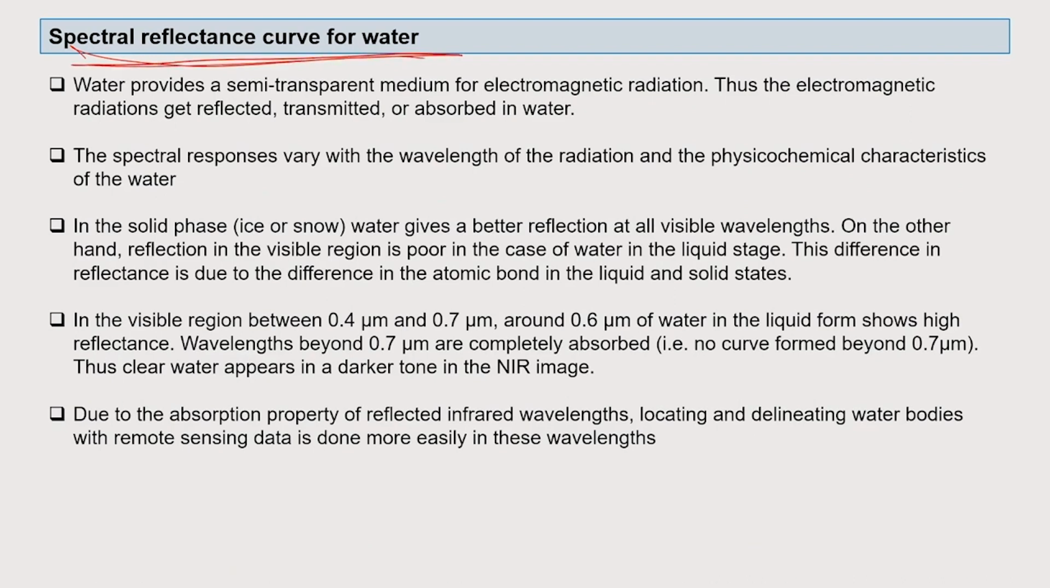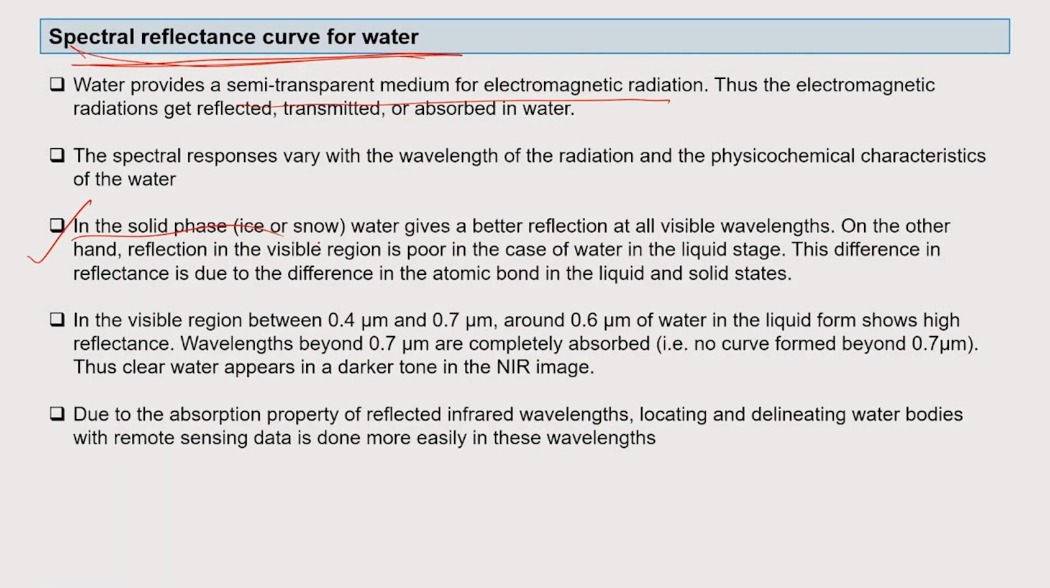Now, let us see the spectral reflectance curve of water. Water provides a semi-transparent medium for electromagnetic radiation. When electromagnetic radiation falls on water, it gets reflected, transmitted or absorbed. The spectral responses from a water body for various wavelengths of radiation will have different reflectance. Also, the physicochemical characteristics of the water itself will decide how much reflectance takes place.